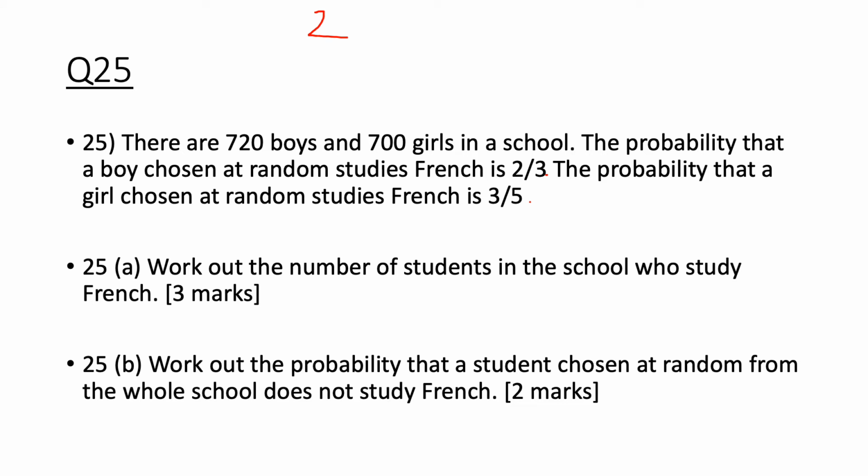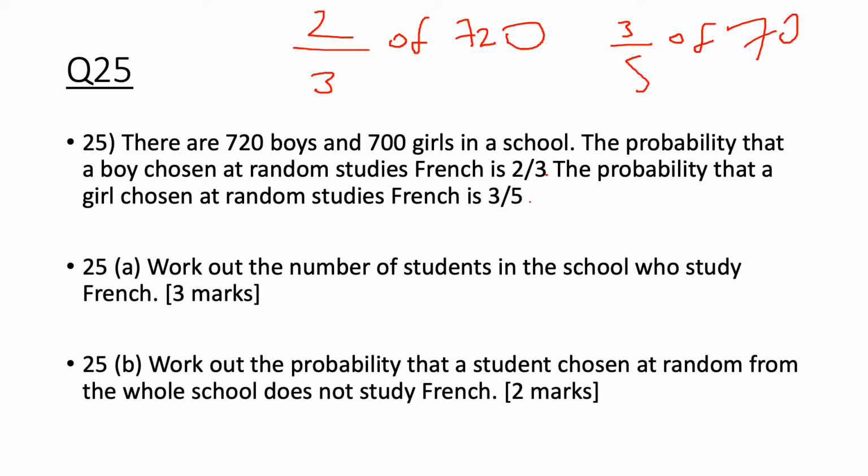So 2/3 of 720 plus 3/5 of 700 works out our answer, guys. Okay, so doing the first one, 720 divided by 3 is 240. 240 times 2 is 480. So it's 480 plus 700 divided by 5 is 140. 140 times 3 is 420. So my answer is 900 for part A.